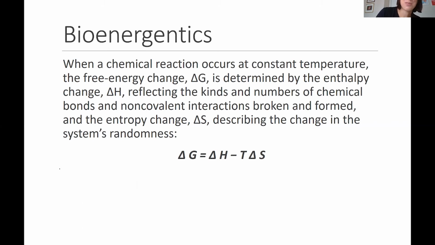So delta H reflects the kinds and numbers of chemical bonds and interactions broken and formed. And then the entropy, delta S, is the system's randomness. So these two components, bonds broken and formed, and the randomness of the system, will ultimately decide the overall energy change of a reaction. So it will decide if it's going to be a favorable reaction or a non-favorable reaction.